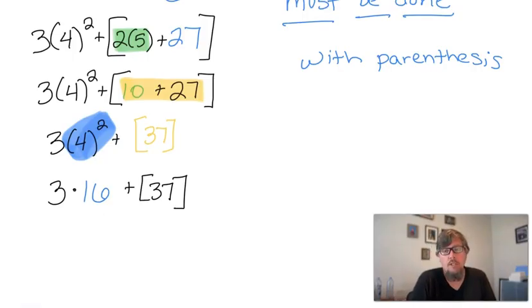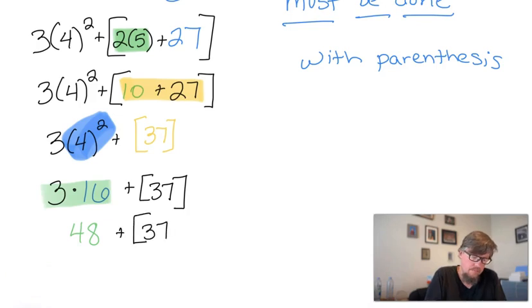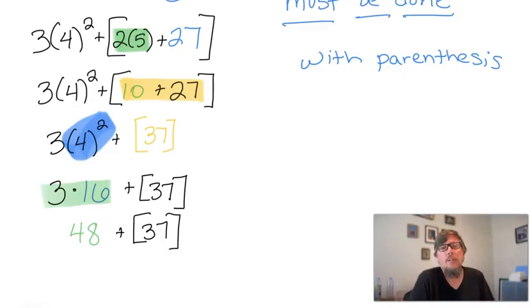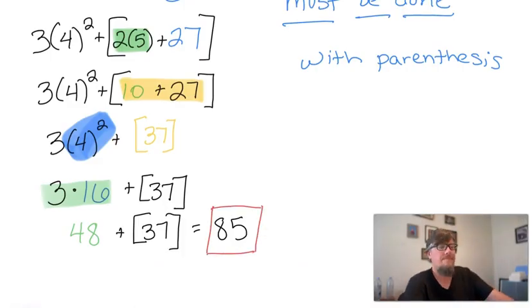Now we've got two operations. We've got a multiplication and an addition. Multiplication is what's going to come next. 3 times 16 is 48 plus 37. And the last thing we do is 48 plus 37. And 48 plus 37 is 85. So 85 is our final answer.